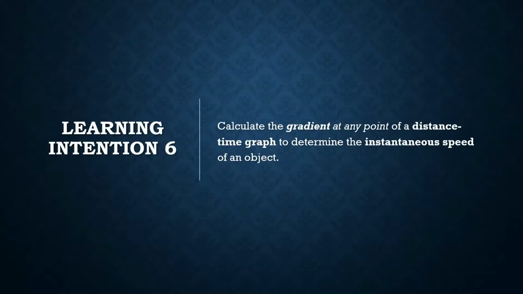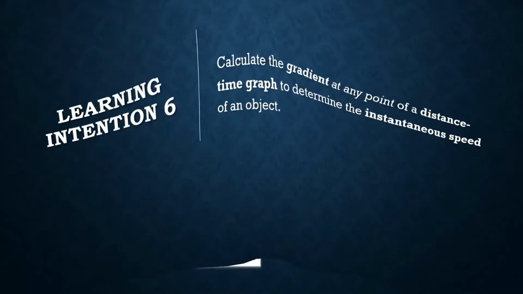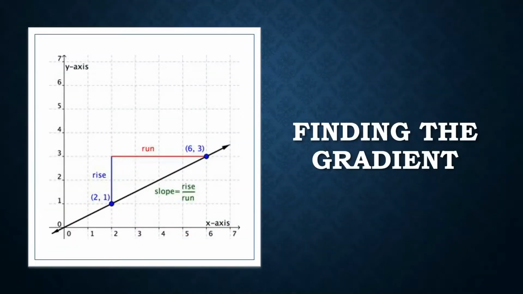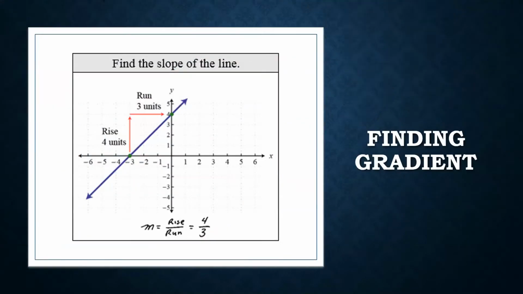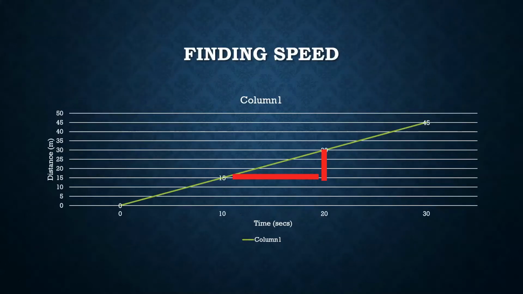All right, calculate the gradient at any point of distance time graphs to determine the instantaneous speed of an object. Some words there. All right, so maths. How do we find our gradient? It's our slope, isn't it? It's that rise over run. So remembering, we count the units of our rise, we count the units of the run, and then to find the actual speed, you then divide 4 by 3, and if we're looking at meters per second, it would be in meters per second.